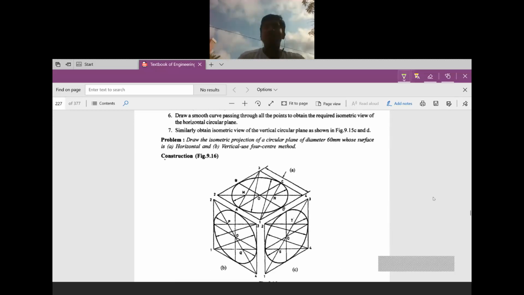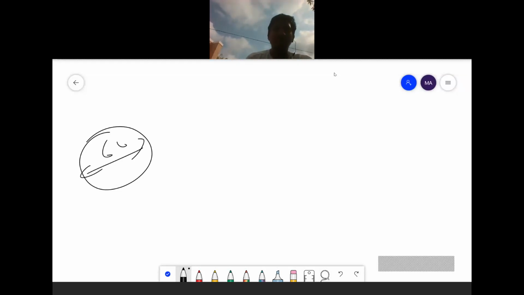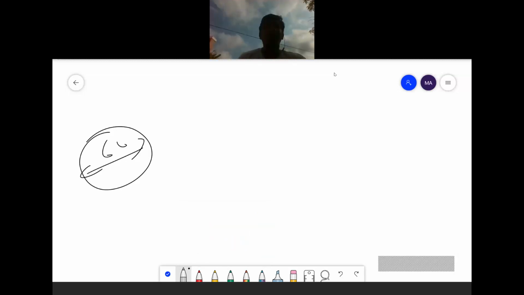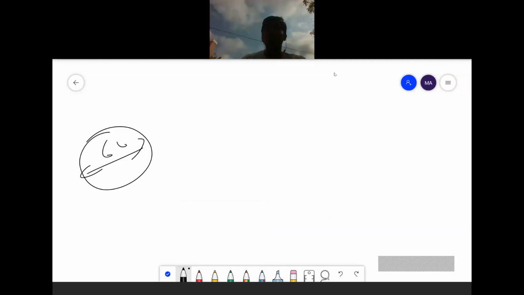Here the circle is given with a diameter of 60 mm. Using this 60 mm diameter, we'll draw the circle here. I'm using the whiteboard to draw this. The given diameter of the circle is 60 mm. Okay, how will you draw? You just see it. All of you, please use your drawing instruments. Without drawing, you cannot understand this topic.